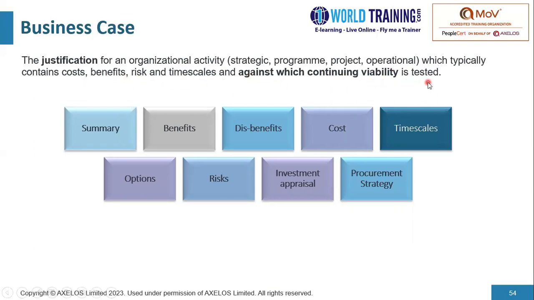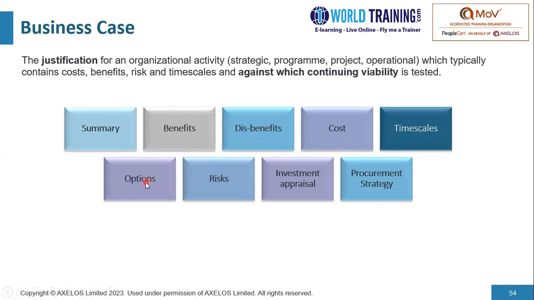So typical contents would include an executive summary. Typically larger business cases run into multiple pages. It's good to have an executive summary for the key decision makers. What are the benefits that we're going to derive? Benefits are usually measurable components of positive outcomes, and disbenefits are measurable components of negative outcomes. What is the cost of the initiative? What are the relevant timelines?